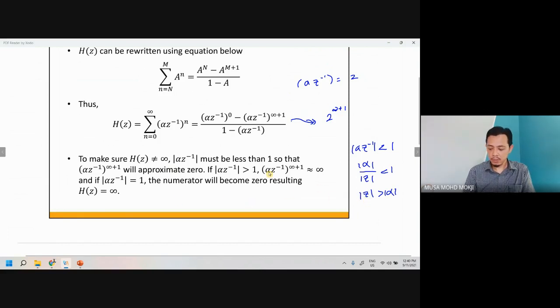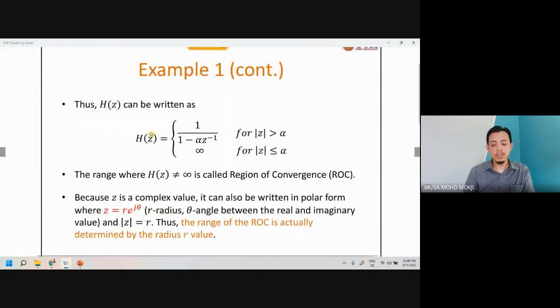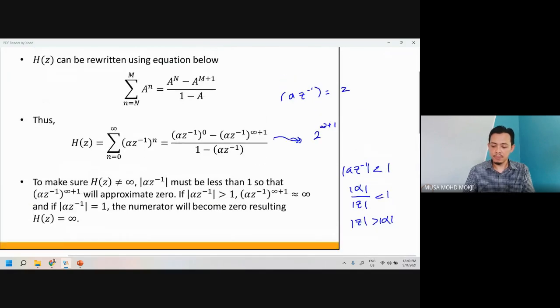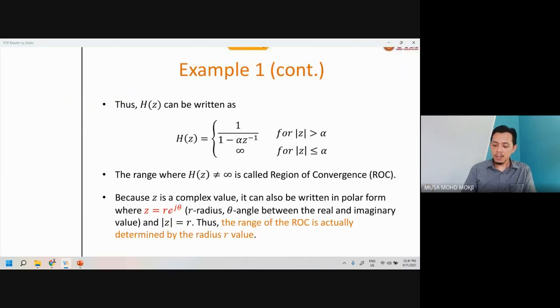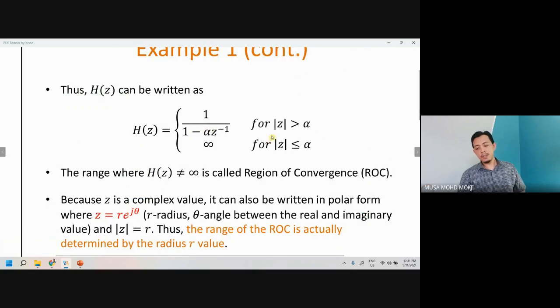So to make sure, our H(z) is actually equal to 1 over 1 minus αz to the power of minus 1. So this is what we get from this equation. Why is this 1? Because this is to the power of 0, and then you get αz to the power of minus 1, which, if it is less than 1, becomes 0. And then 1 minus αz^-1. We will get this if z is greater than α. If z is less than or equal to α, we will get infinity. So this is a complete equation of H(z).